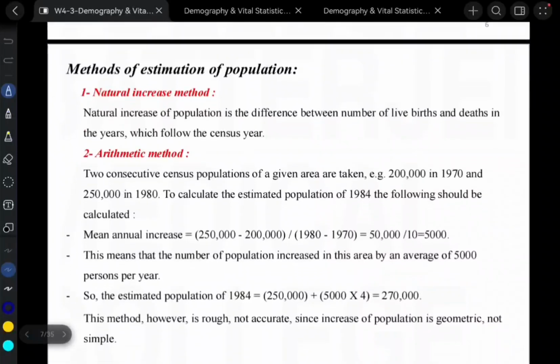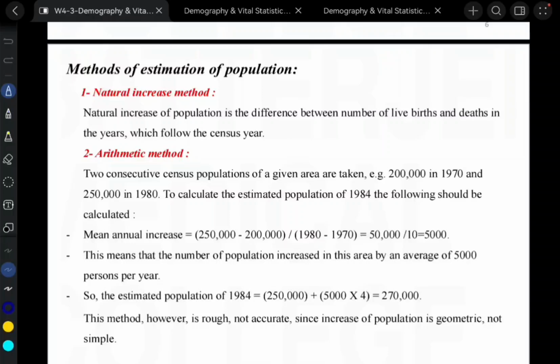Anyways, the first method is the natural increase method. Natural increase of population is the difference between the number of births and deaths in the years which follow the census year. So for example, if we consider that we have a certain number of population in 2010, in 2011 we calculate the number of people who died and the number of people who were born, and according to this calculation, we could predict the estimated number of population. Then we have the second method, which is the arithmetic method.